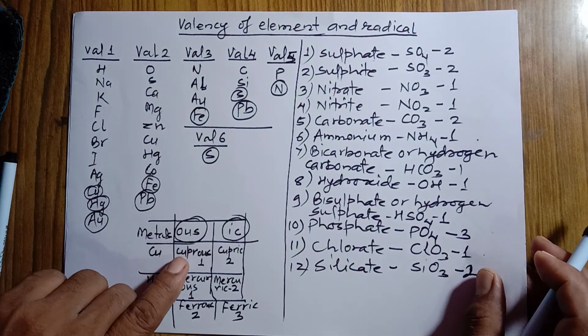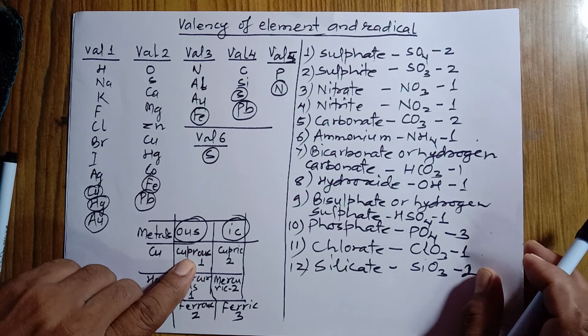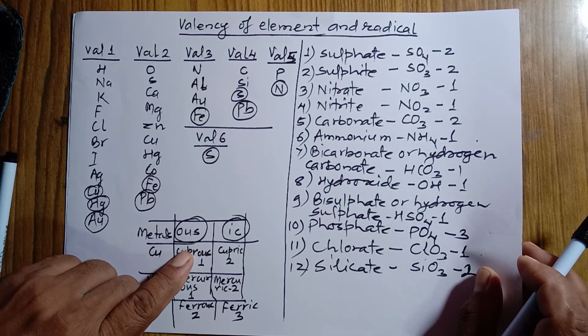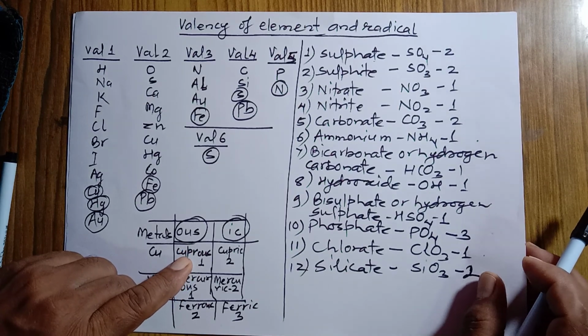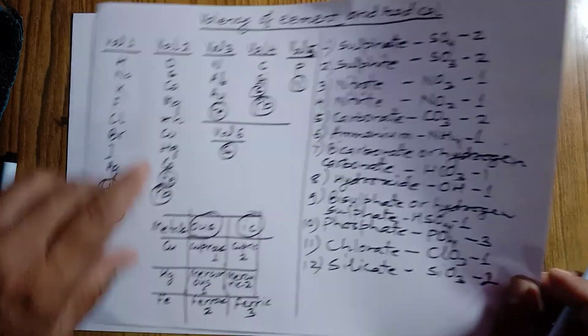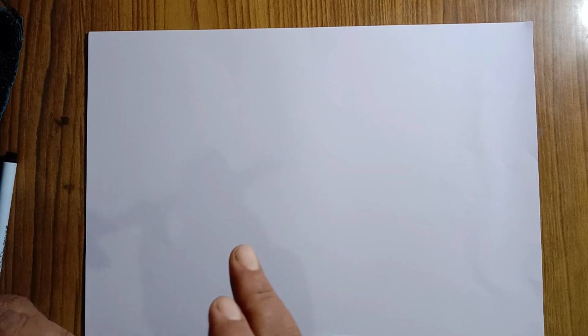In last class I told you about the variable valency of metals. Today we'll start with variable valency of non-metals and then molecular formulas. Okay, now let's talk about this variable valency of some elements.